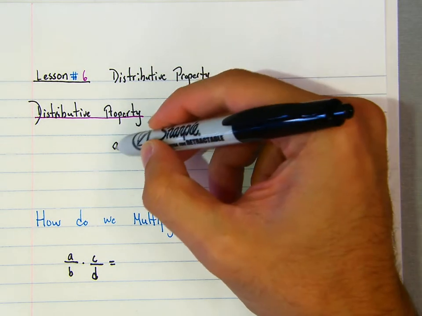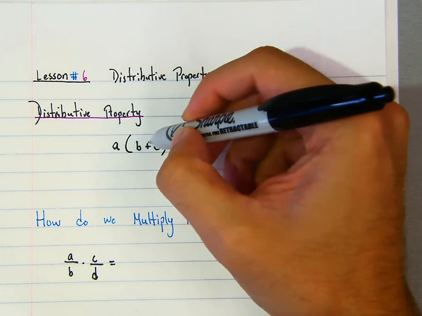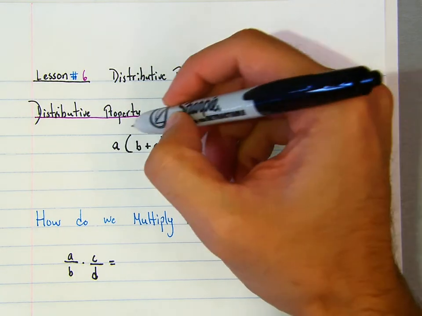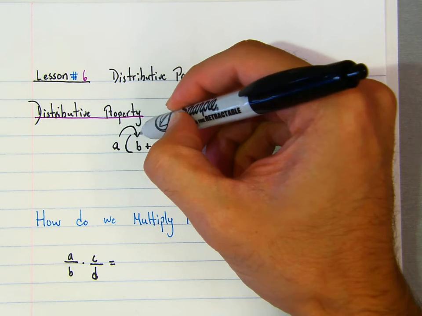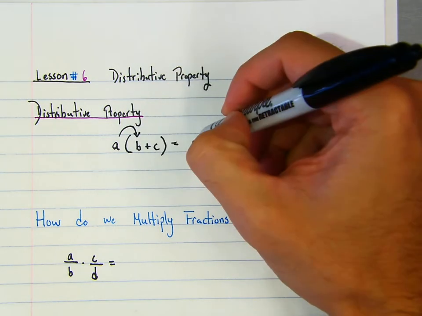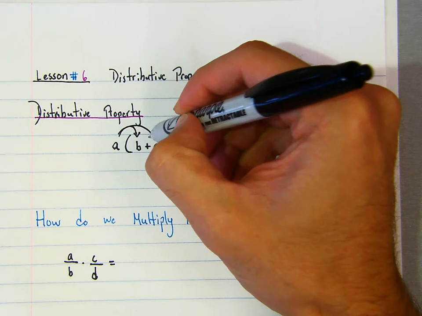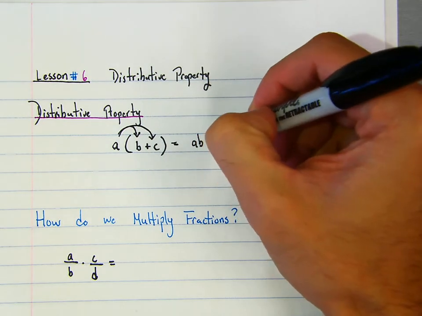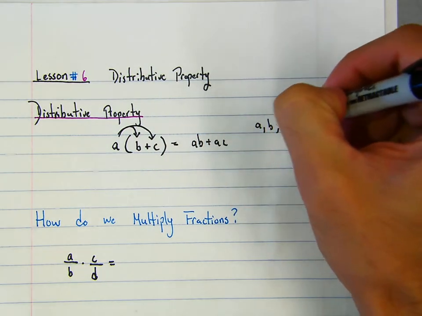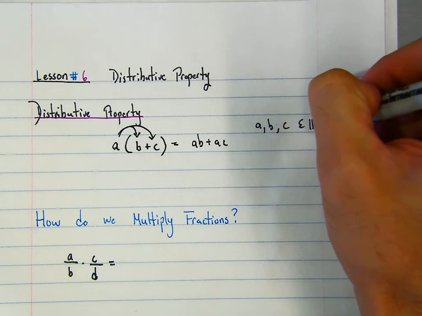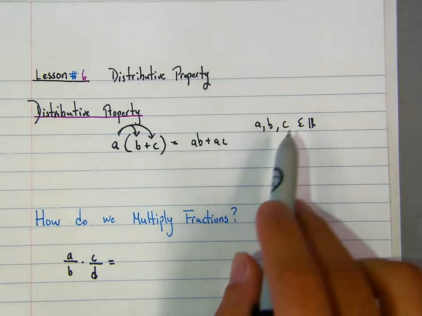If I have some number a outside the parentheses and I have some b plus c in the center, here I'm just going to distribute: a times b is ab, and then a times c is ac, for all values of a, b, and c in the real number set. Don't worry about that notation.